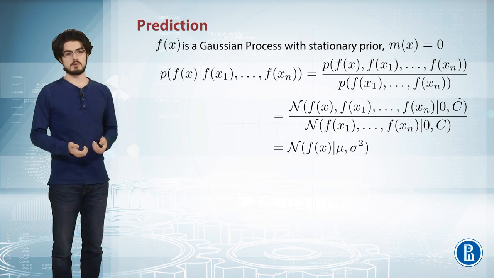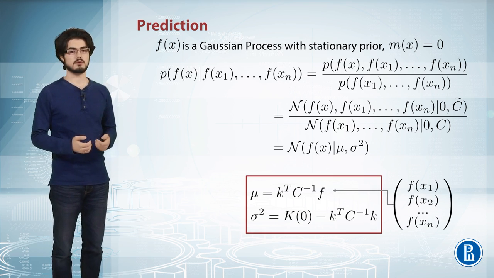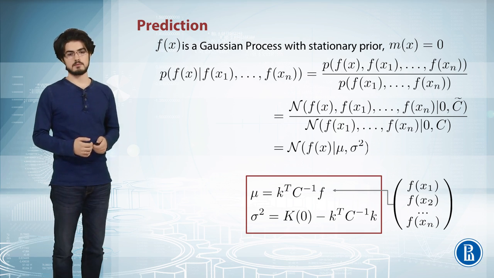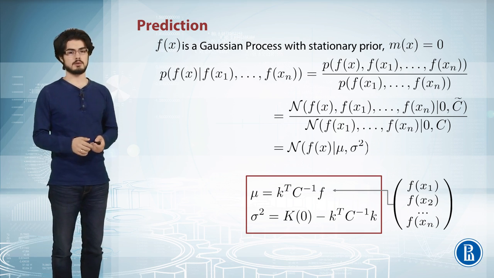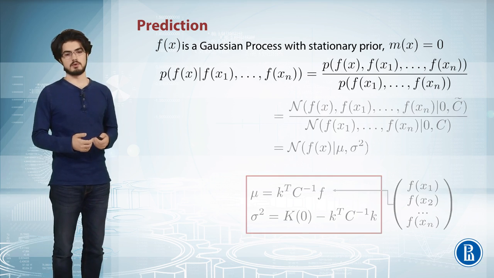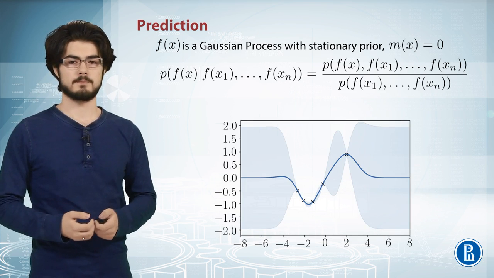One can derive the formulas for them, and those would look as follows. The mean would be k transpose C inverse f, where f is the vector of the values. It's like f of x1, f of x2, and so on. The variance would be k of 0, the initial variance, minus k transpose C inverse k. And this term would show us how much the variance decreased after we observed the new points. So this is how the posterior distribution would look.